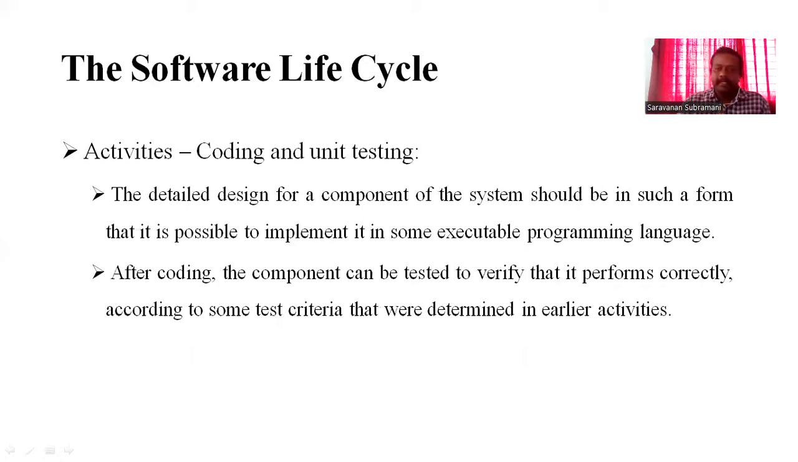Coding and unit testing come next. This is an efficient and excellent process activity for implementing the software system. The detailed design for the components of the system should be in such a form that it is possible to implement it in some executable programming language, maybe C, C++, Java, or anything most suitable for the system implementation. After coding, the component can be tested to verify that it performs correctly, according to test criteria that were determined in earlier activities.